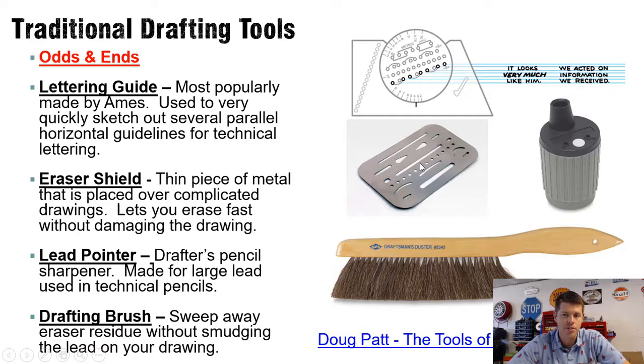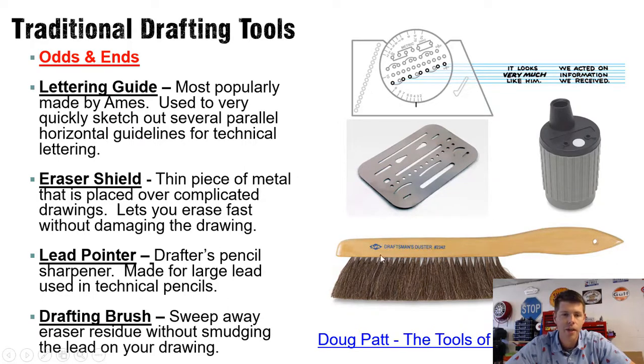Eraser shields are kind of funny too. Those didn't really carry over from the olden days. It's nothing more than a piece of really thin stainless steel, about the size of a credit card also. You would lay it down on top of your drawing and use it to protect stuff while you erase. So maybe there's a line you need to erase, you would throw this down and erase through the line.